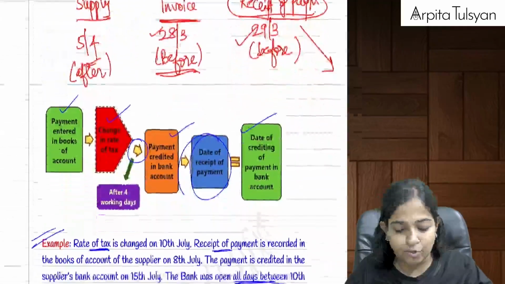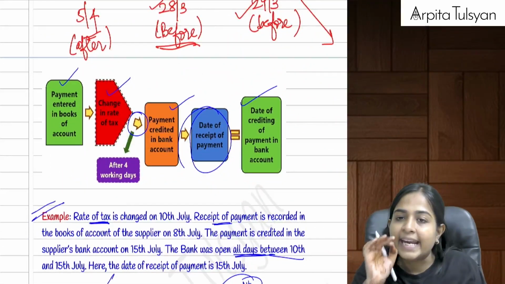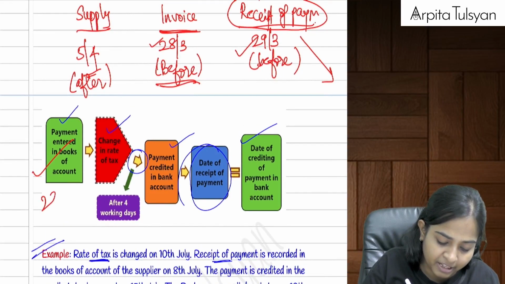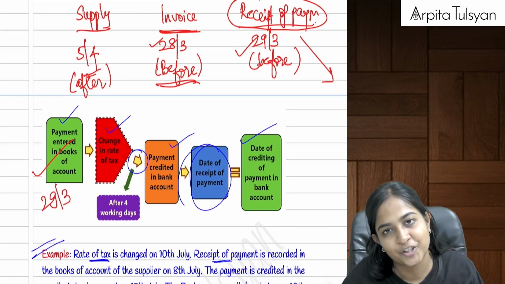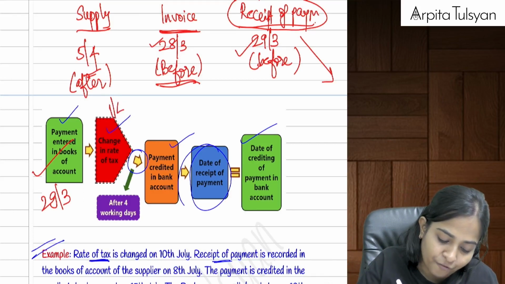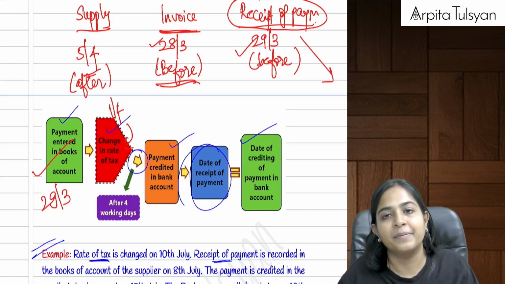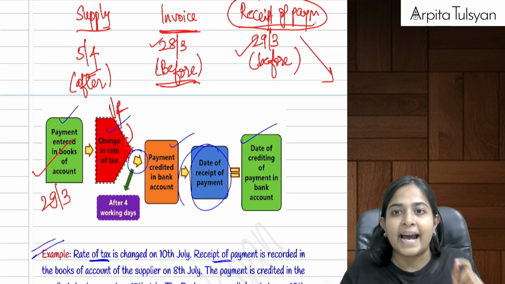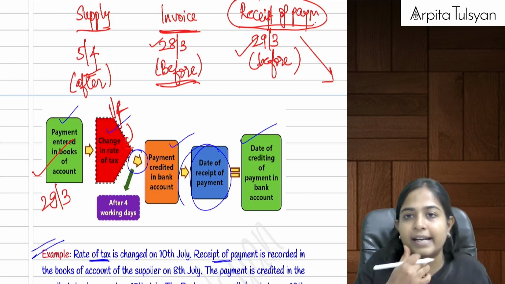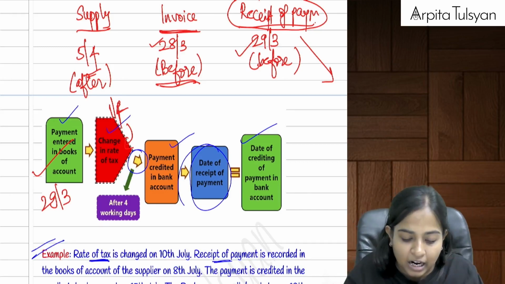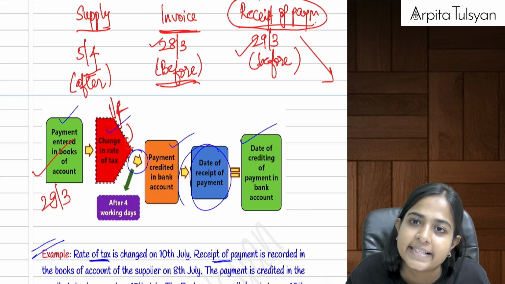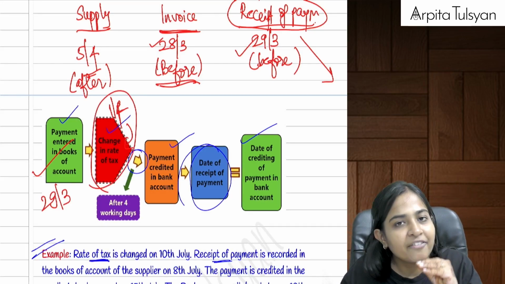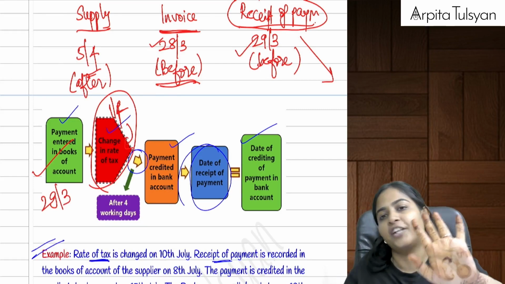But now government says what? Government says that if the payment was entered in the books of accounts on 29th of March, right? Then from 1st of April, the change in rate happened, right? On 1st of April, this change in rate happened. From that day, if the check is credited in your bank account within 4 working days from the change of tax rate, if it is credited within 4 working days, then you are genuine.